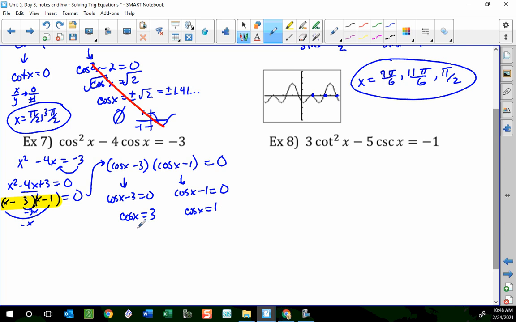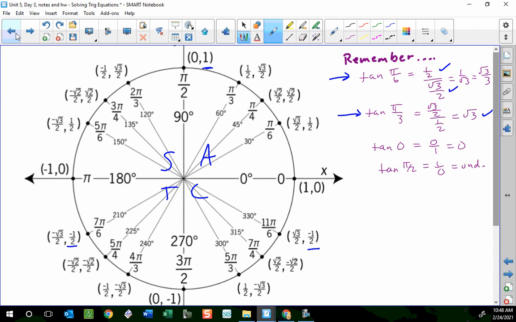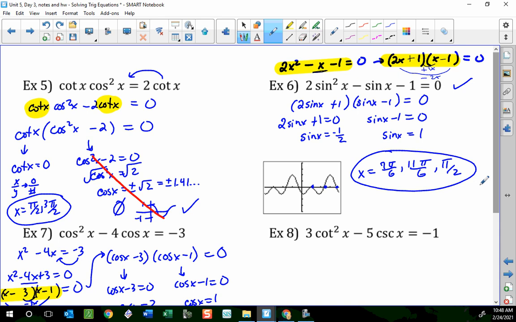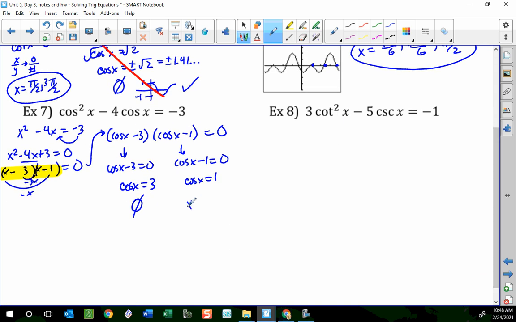So cosine x equals 3 is never possible. Remember we talked about up here, it has to stay between negative 1 and 1. So there's no solution coming from this. And what is a cosine 1? Just go to my trusty unit circle, and there it is. The x value is 1 when x equals 0. All right, so my only answer here is x equals 0. That's it. All right, this last one here.